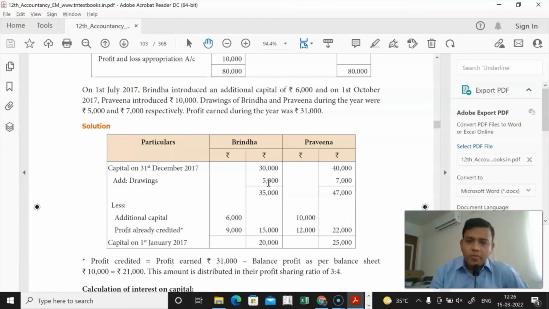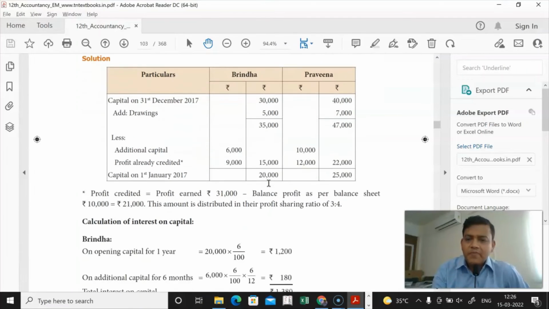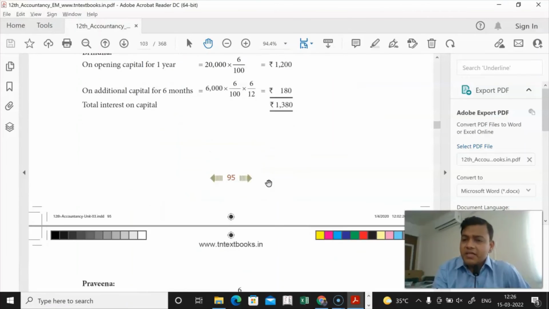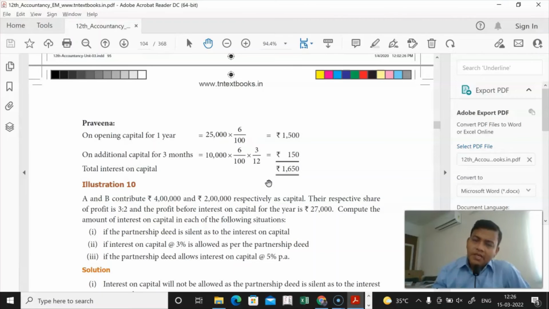Once we find this opening capital, then we will calculate the interest on capital. Interest on capital is at 6% per annum. So 20,000 into 6 by 100. The additional capital in the middle, Brinda introduced in the month of July. So 6,000 into 6 by 100 into 6 by 12. So the total interest on capital will be 1,350. In the same way, for Praveena also, opening capital is 25,000 into 6 by 100 and additional capital for 3 months. So 10,000 into 6 by 100 into 3 by 12. So totally 1,650. So this is going to be the interest on capital.